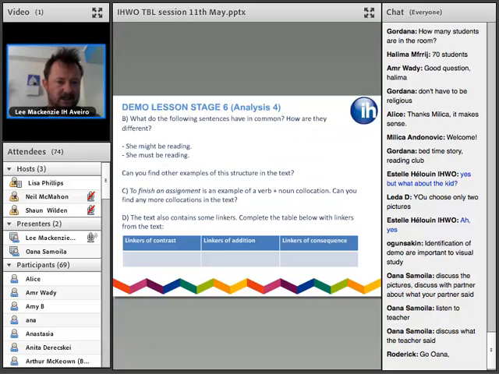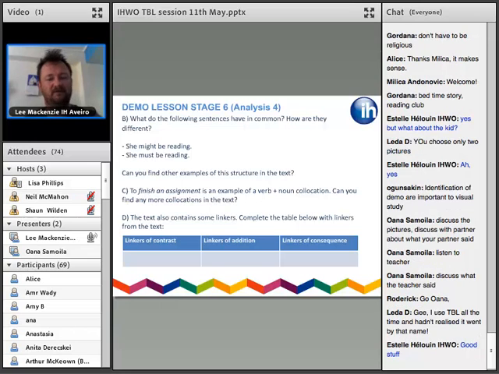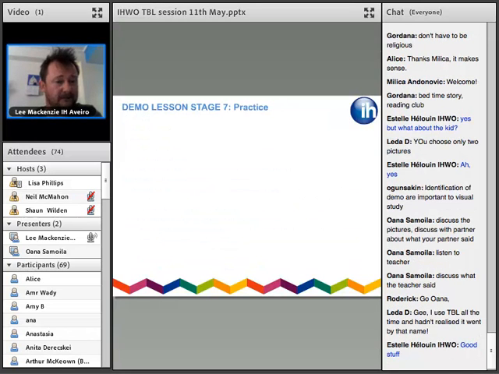Another analysis task could be working with grammar, might be reading, must be reading, what's the difference? There's some useful collocations in my model, and there's also some useful linkers for comparing, so whereas, while. And all this is useful language which the students can use. They can mine the text, the model, for use in the task which they're going to do again.